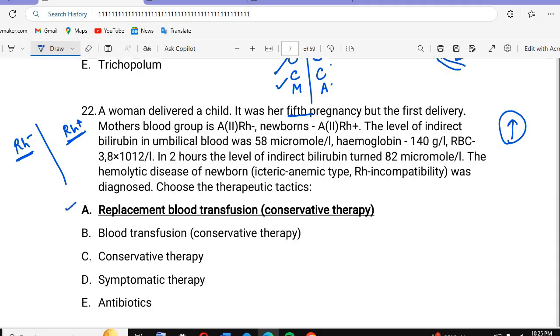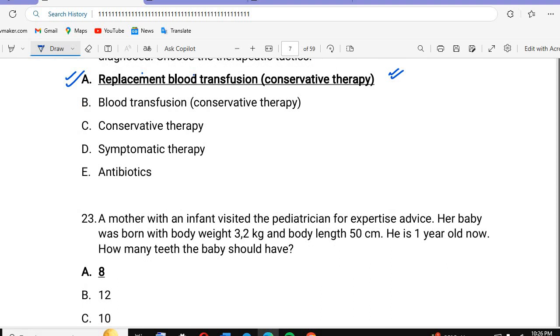So what you have to do in this condition is blood replacement, which means you have to do the blood transfusion. So the conservative therapy: replacement of what? Blood transfusion. What about these options? This is also right.